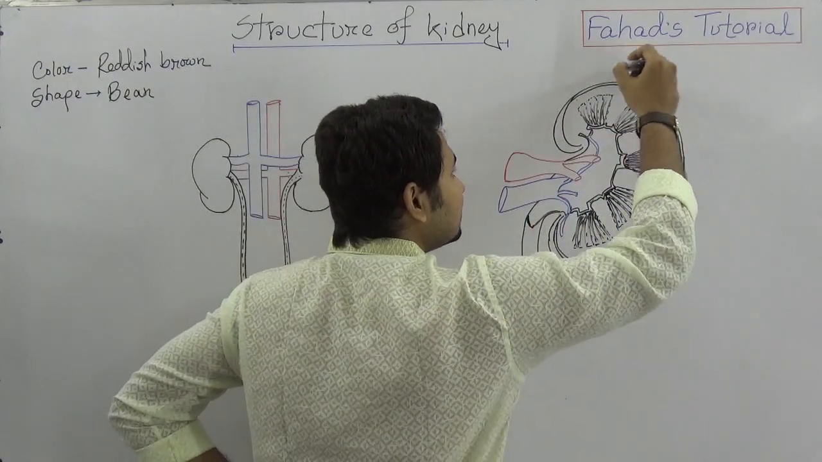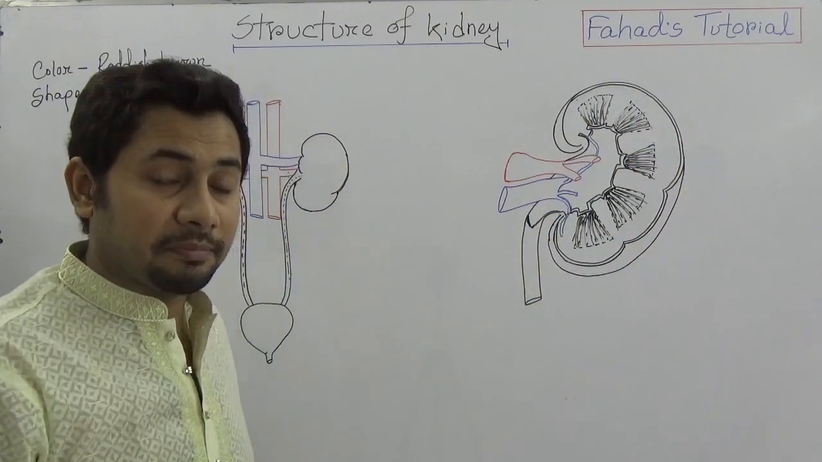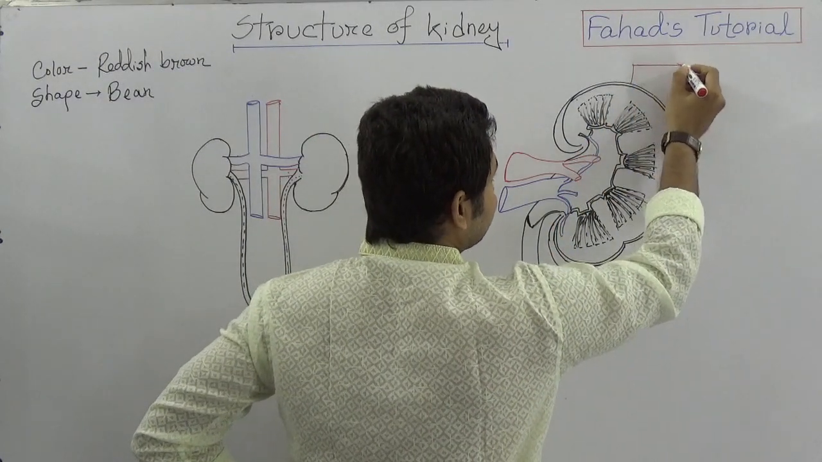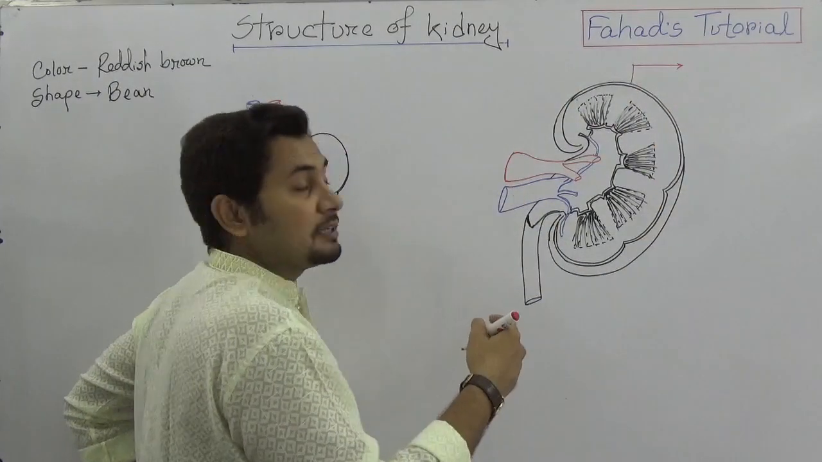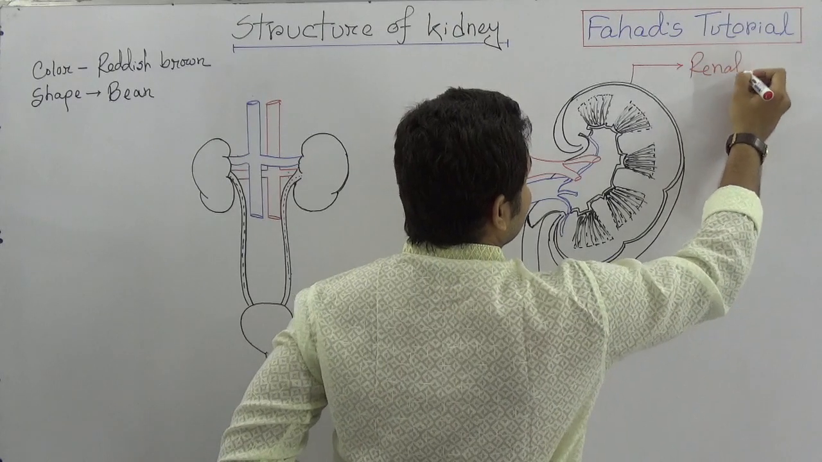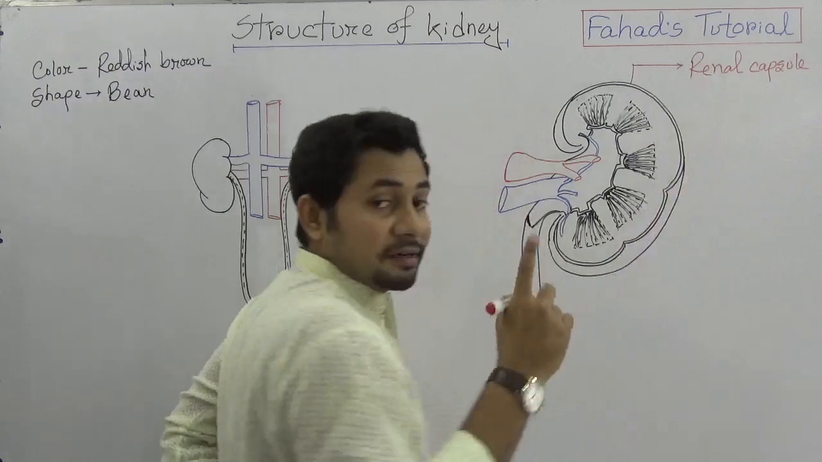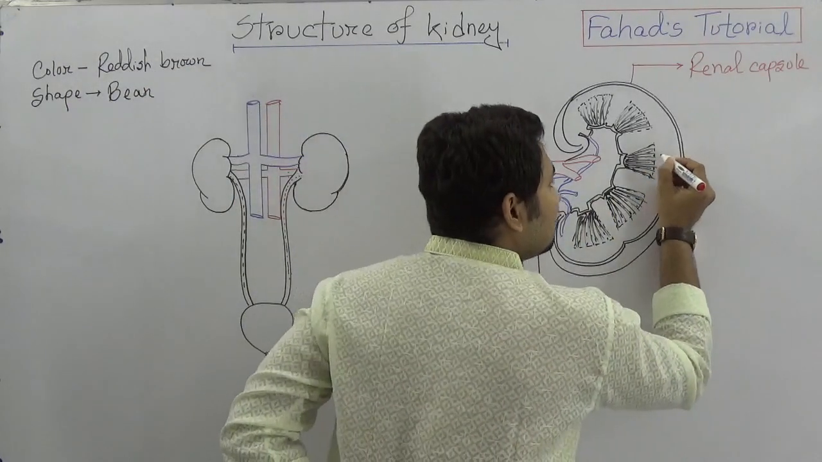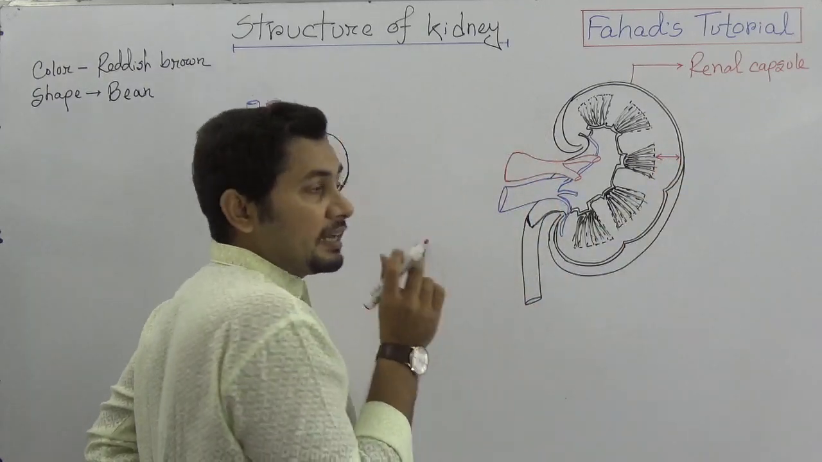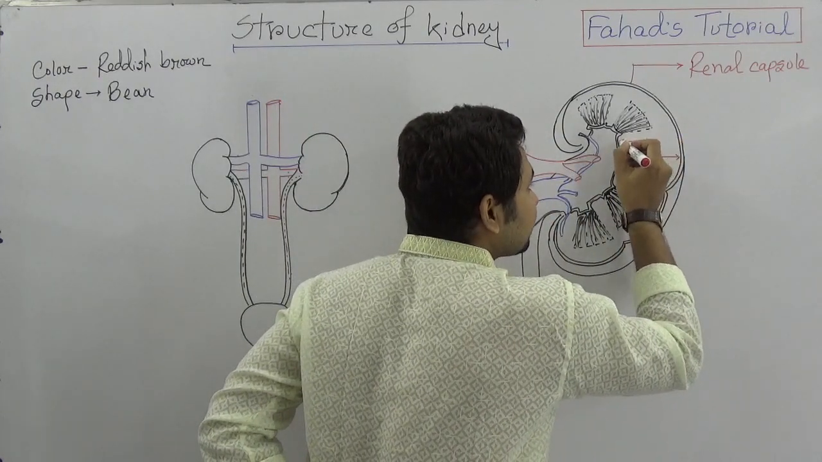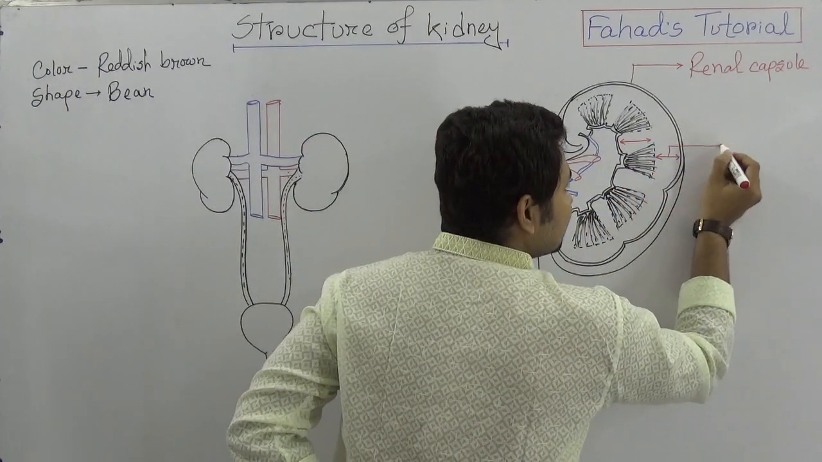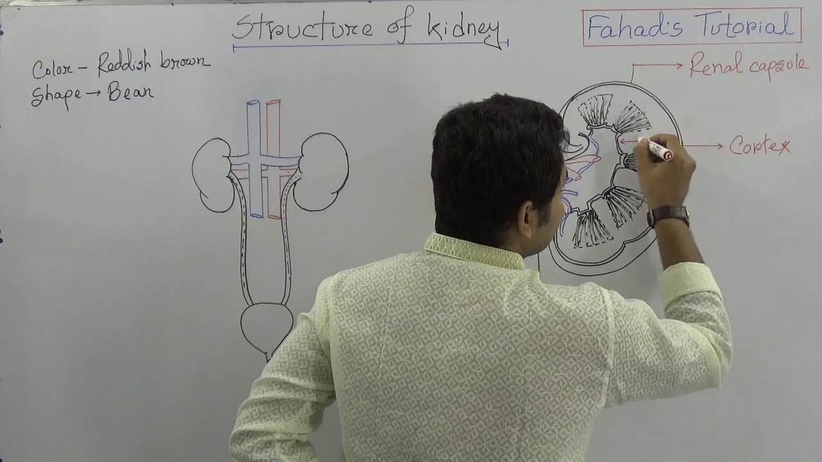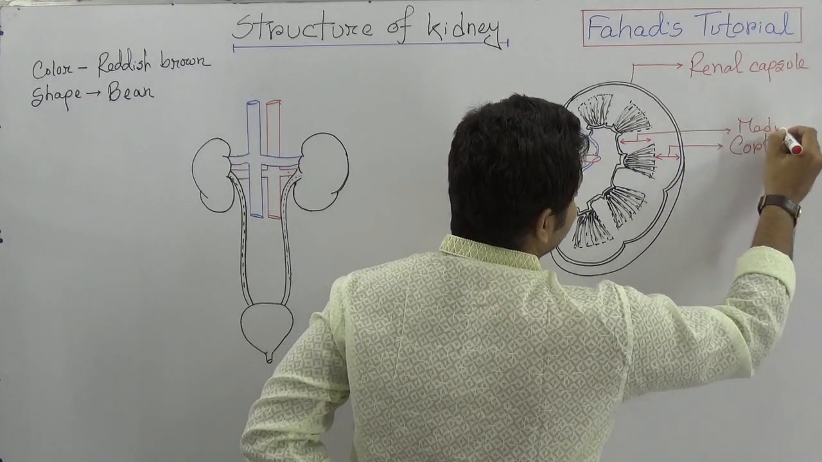This kidney is surrounded by a special fibrous membrane, which is known as the renal capsule. The covering of the kidney, which is actually a peritoneal covering, is known as the renal capsule. You see the outer part of the kidney and the inner part of the kidney have two different names. The outer part of the kidney is known as the cortex, and the inner part is known as the medulla.